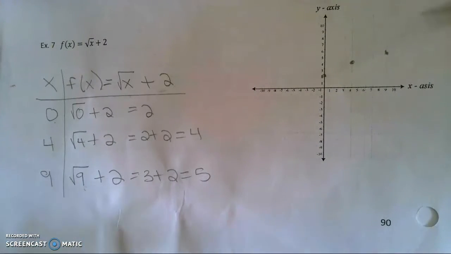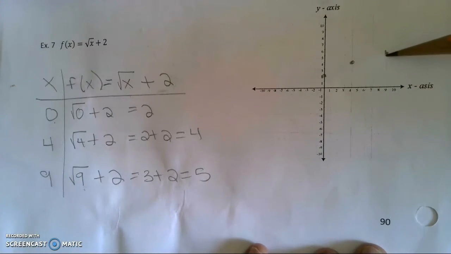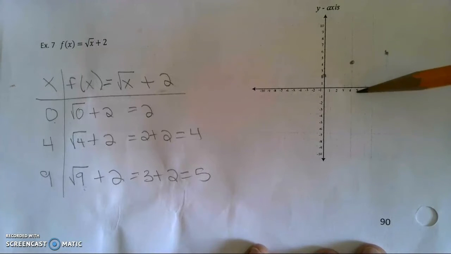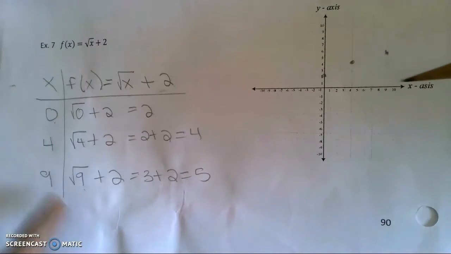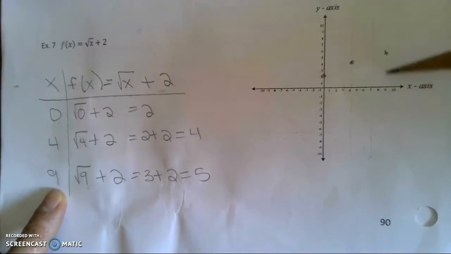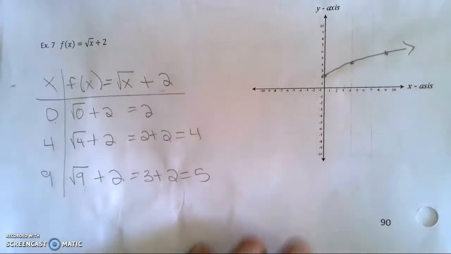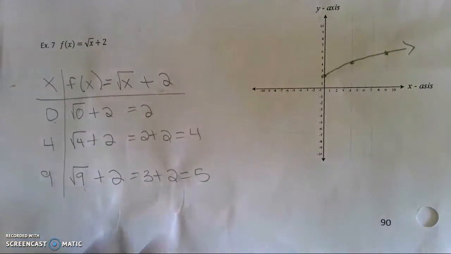Okay, I went ahead and graphed the points over here to the right. So again, this first one is (0, 2), and then we have (4, 4), and then the last one is (9, 5). Okay, now we'll talk about the domain and the range.